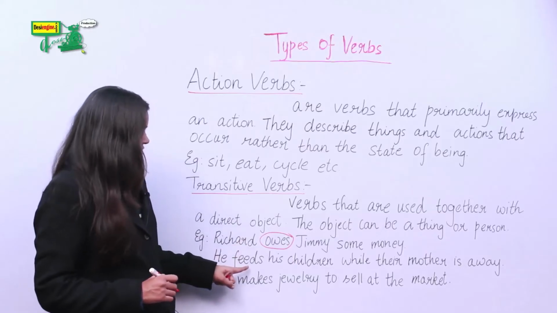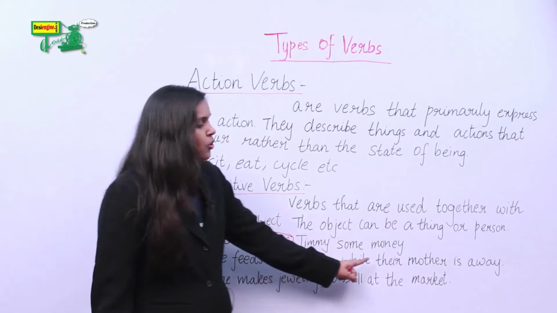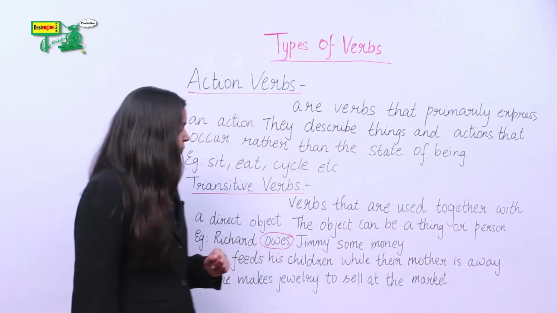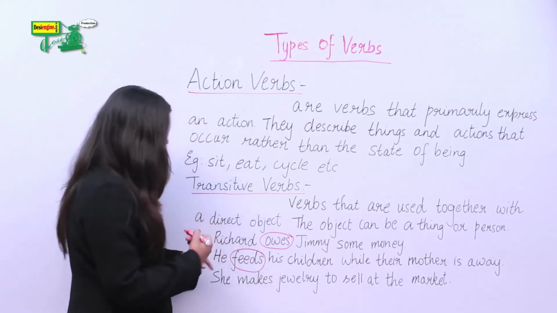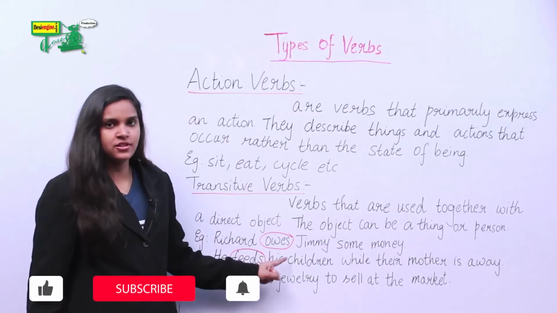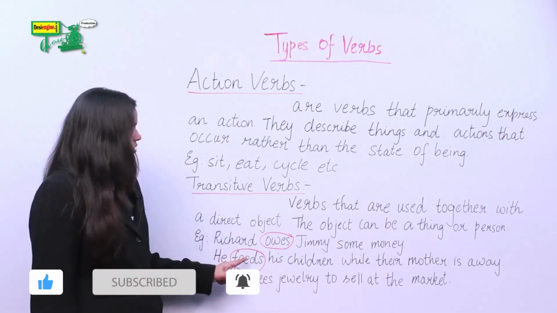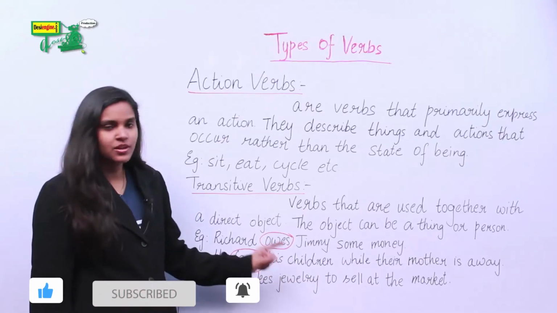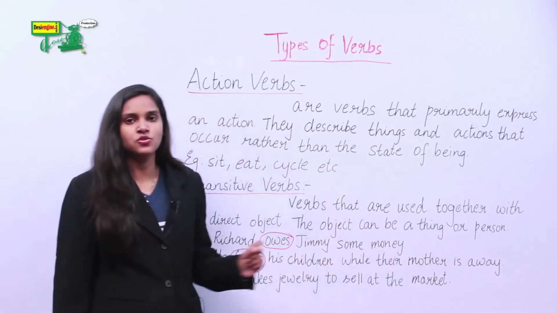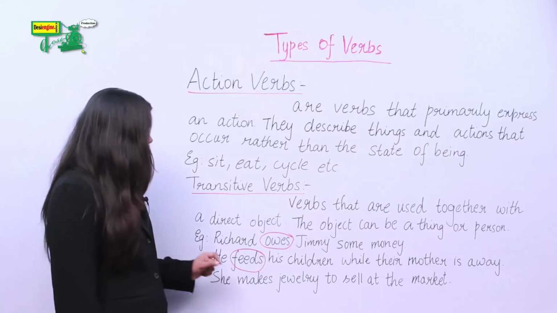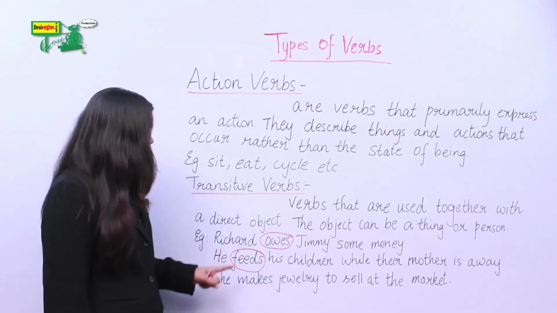Let's come to the next sentence. He feeds his children when their mother is away. Here, the verb feeds. Put up a question after the verb feed. Feeds what? Feeds whom? His children while their mother is away. It answers to the question whom. That's why it takes up this direct object.